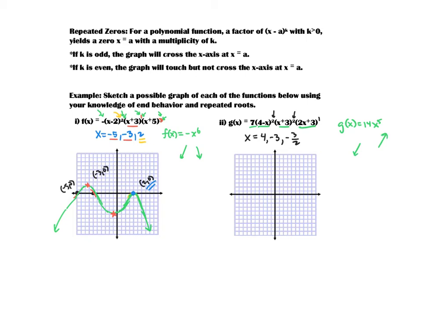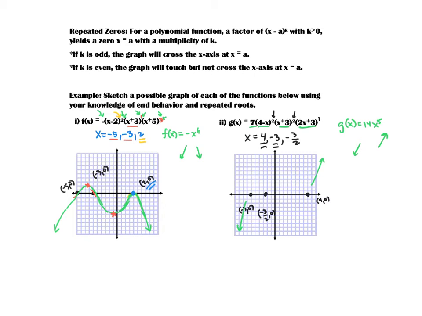So let's quickly put our zeros down. Here's -3/2, 0. Here is -3, 0. Where's -3, 0? How about here? There it is. And then I've got 4, 0. I've got even roots or repeated roots at 4 and at -3. I've got end behavior that's going to look something like this.